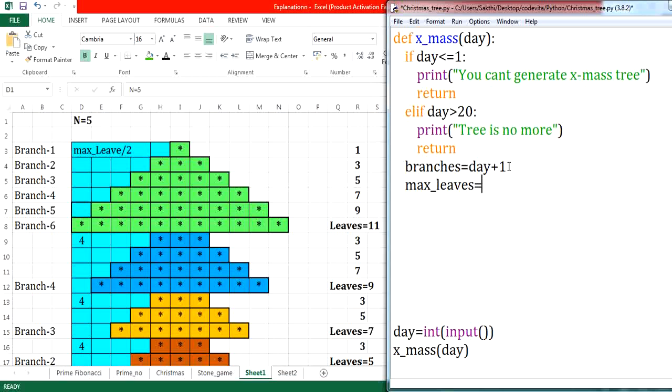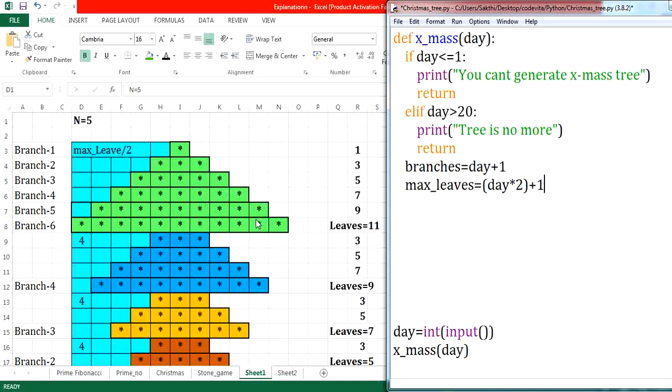Max leaf count is nothing but 11. How did we calculate this one? That is nothing but number of days into 2 plus 1. I can mention days into 2 plus 1. That is nothing but the maximum leaf count for your part 1.